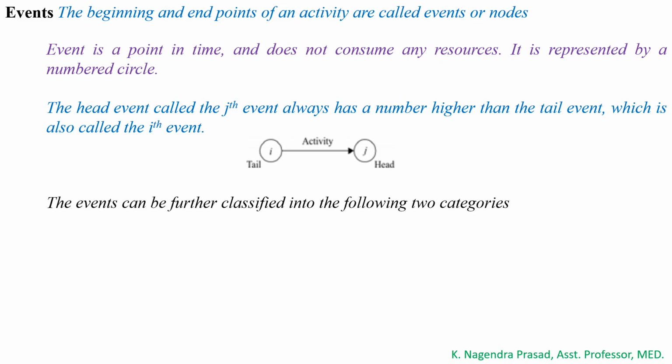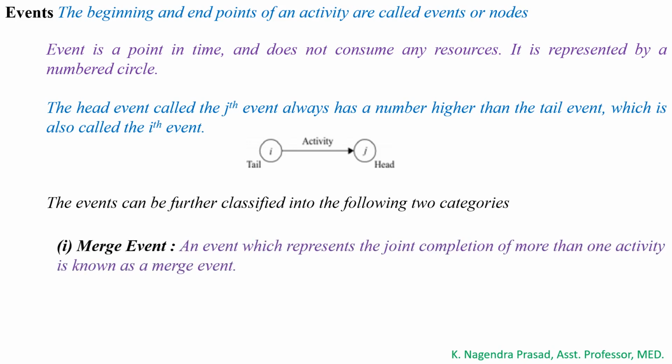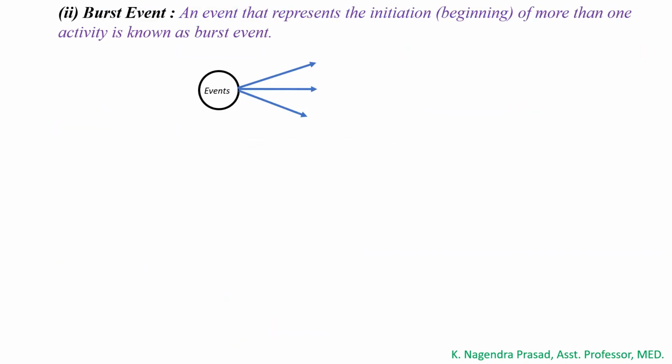These events can be further classified into the following two categories. The first one is the merge event: an event which represents the joint completion of more than one activity is known as a merge event. The second one is the burst event: an event that represents the initiation or beginning of more than one activity is known as a burst event.